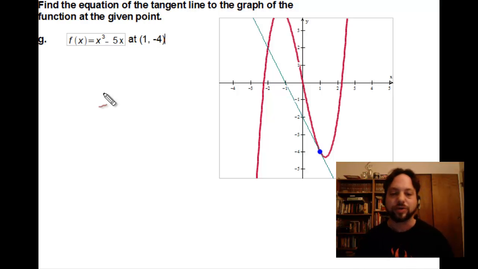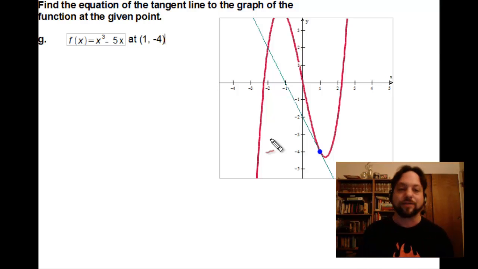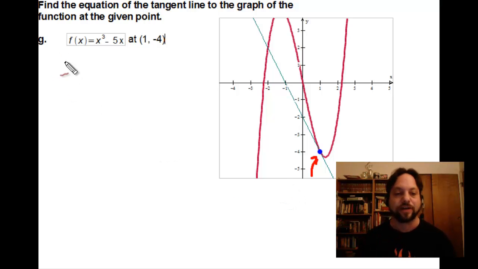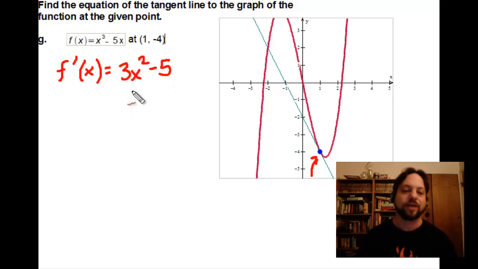Now certainly one way we could do it is to actually draw it and then look at the slope and the y-intercept and all that good stuff. But what if it was a function that we couldn't graph, or something along those lines? What we would need to do is find the slope of the tangent line, which is actually the same as the rate of change of this function at that given point. How do we find the rate of change? Well, the rate of change is just the derivative. So if we find the derivative of this function, of course, that would just be 3x squared minus 5. That's the rate of change at any point on the graph of this function.